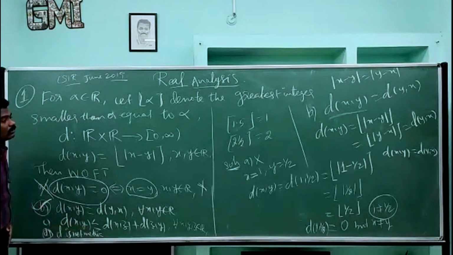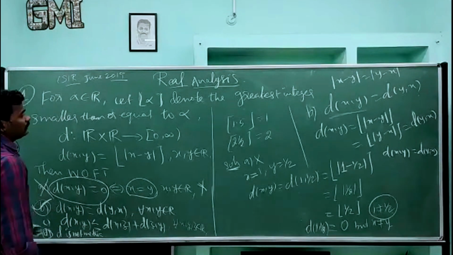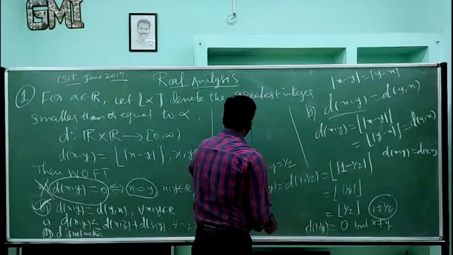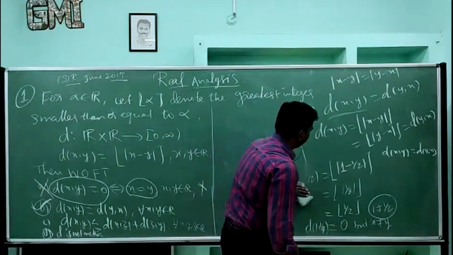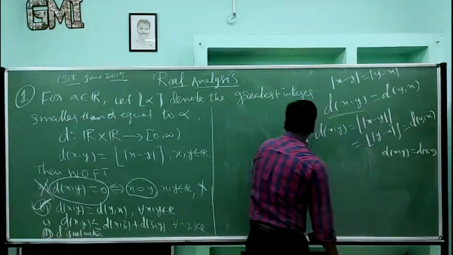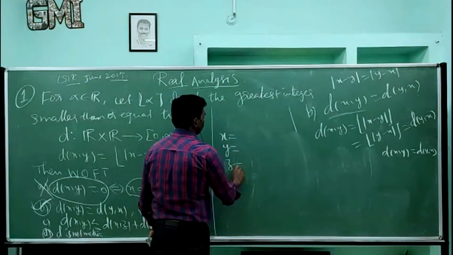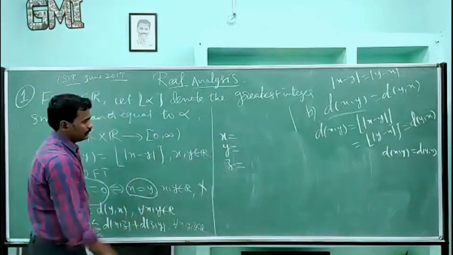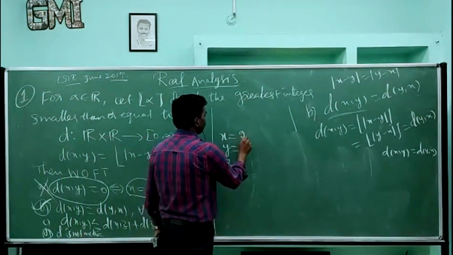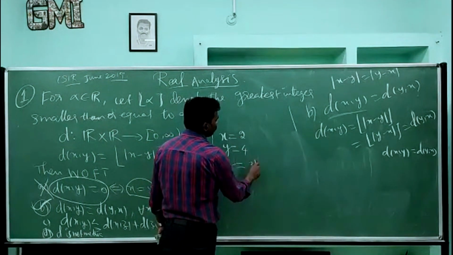What about option C? It is also a false statement. Once you say a statement is false, then you have to give an example. You have to suitably choose the elements x, y, z. So I choose x equal to 2, y equal to 4, and z equal to 3.5.